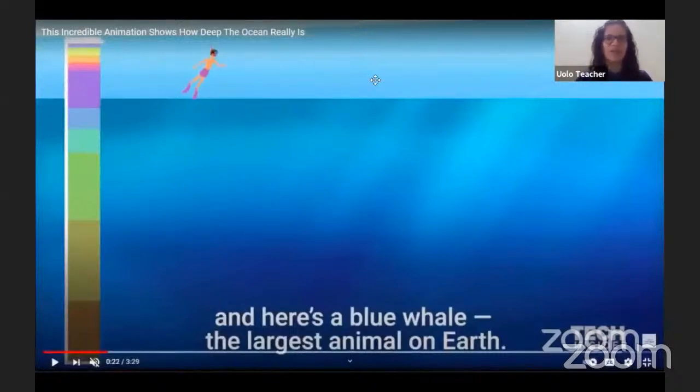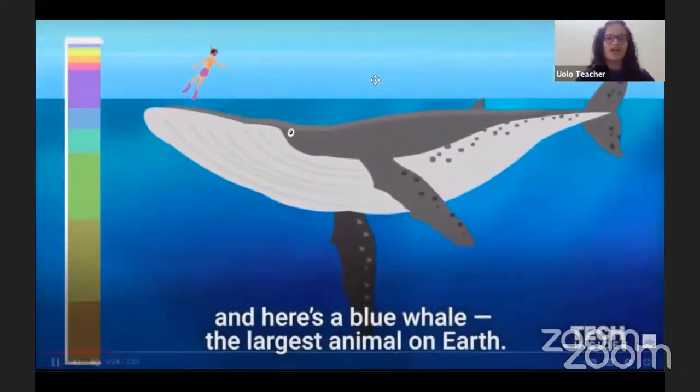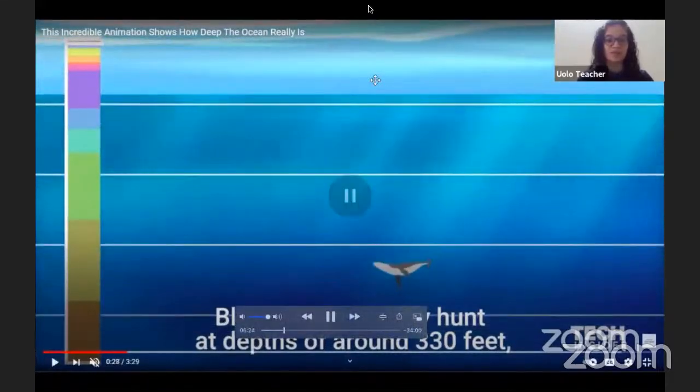And for that scale, we are going to understand with the help of a human and a blue whale. Now, did you know the blue whale is the largest mammal alive on Earth? Largest mammal and largest animal, which is alive on Earth. Isn't that amazing? A fact that you're supposed to remember. Now, the blue whale usually hunts for its prey at around 330 feet deep down in the ocean.